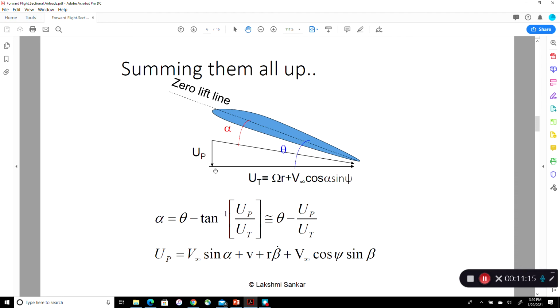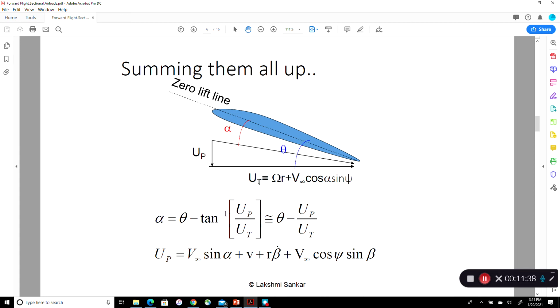So this is UT, this is UP. This angle we sometimes call phi. So theta minus phi, where phi is arctan of UP over UT. Now, except very close to the root, as you go outboard, UT is pretty large.